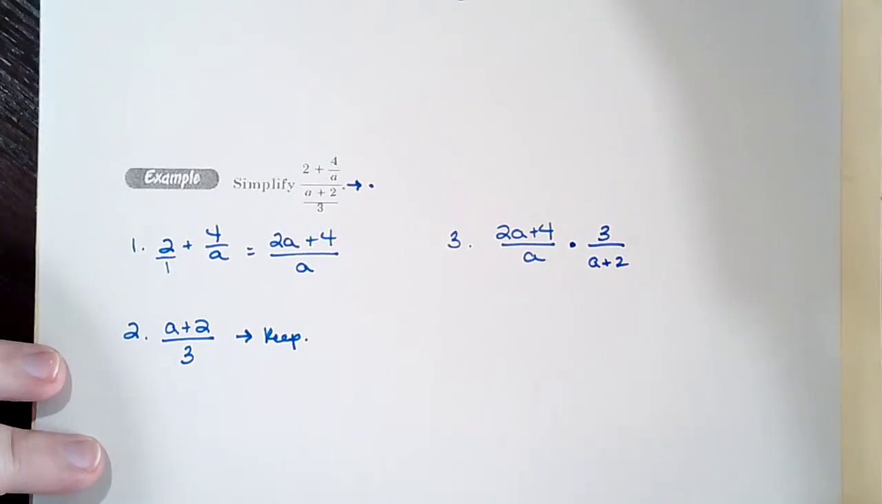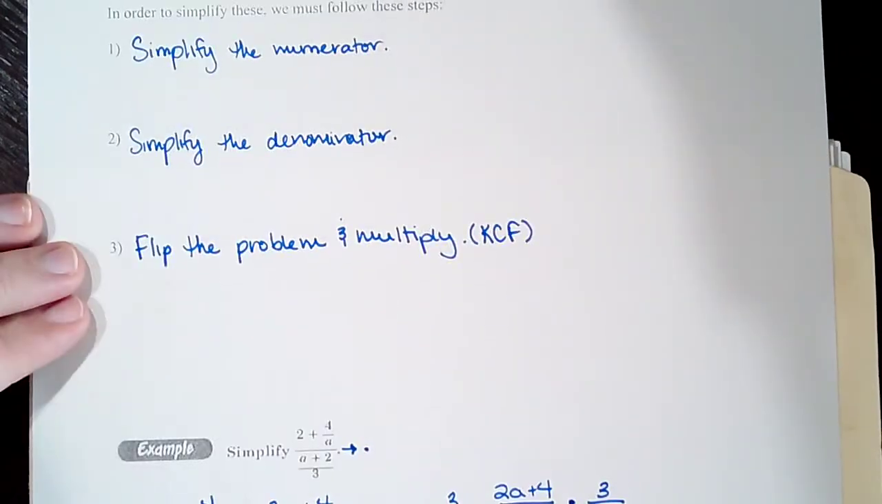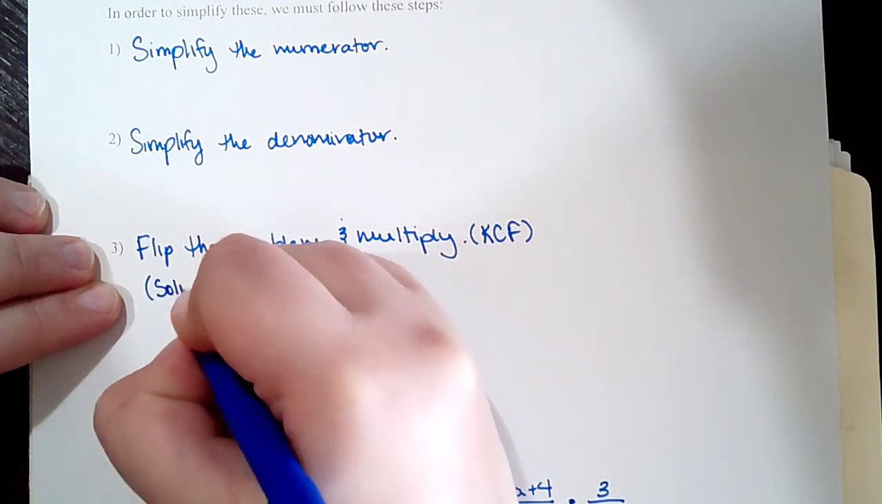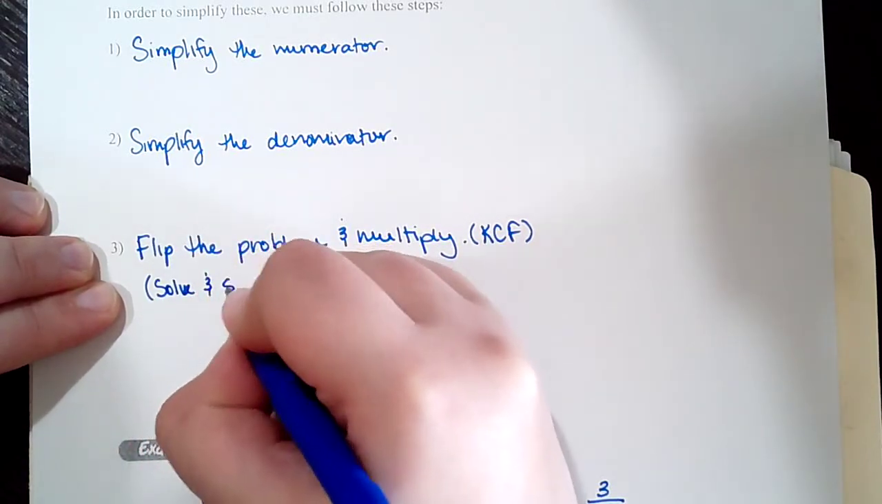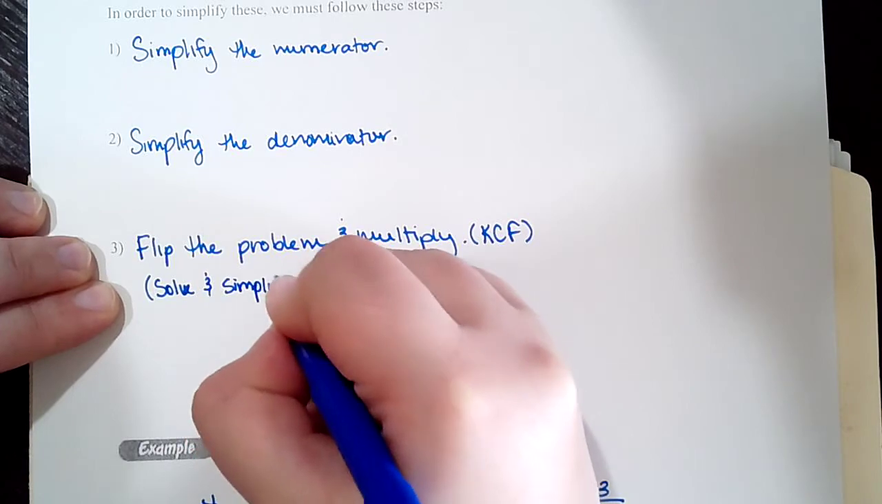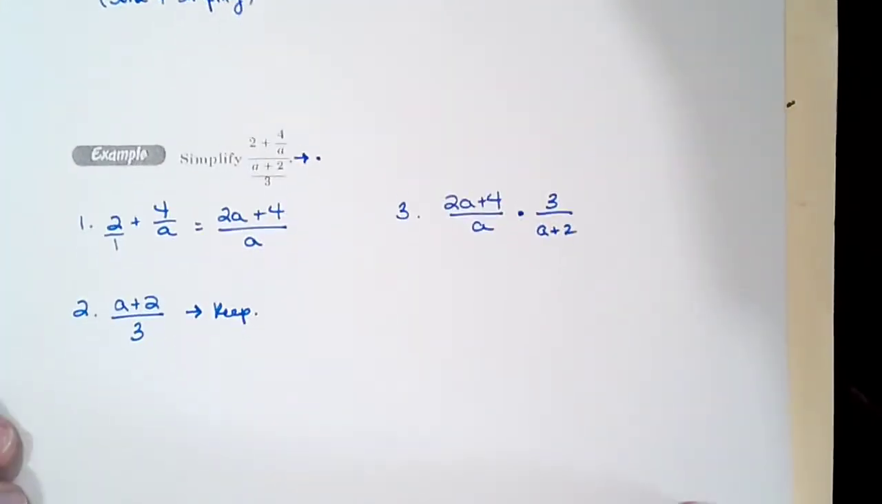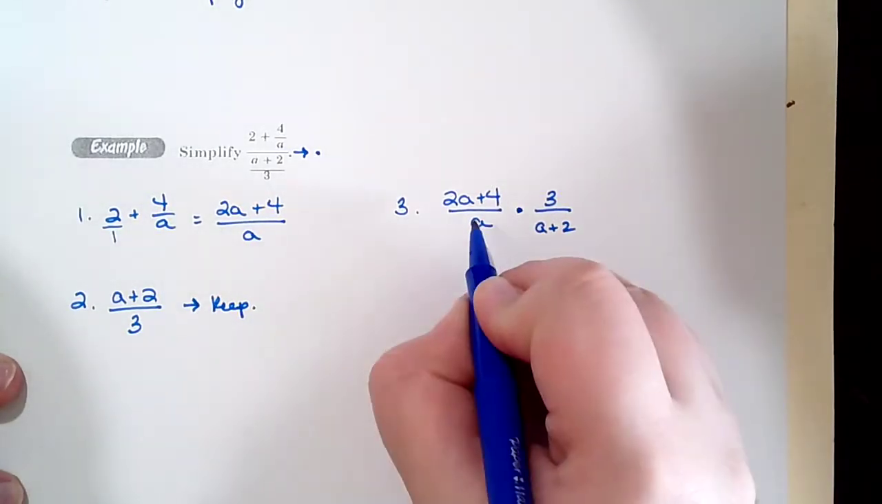Okay, there's a fourth step. You got me. When it says flip and multiply, what's included in this is solve and simplify. Because even though we followed all the steps, this isn't how we want to leave our answer. We want to take it one step further and actually simplify it.